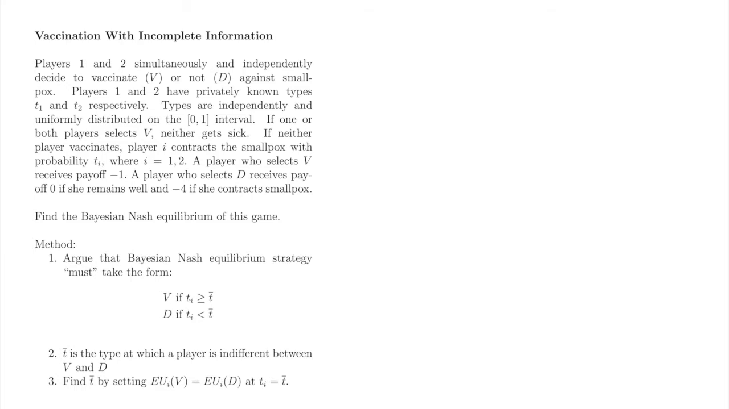As we mentioned in the previous video, the approach we take to finding Bayesian Nash equilibrium depends on the structure of the action and type spaces. In this game, the type spaces are continuous and the action spaces are discrete. First, we show that each player's Bayesian Nash equilibrium strategy divides the type space into a vaccinate piece and a don't vaccinate piece. Second, we identify which types correspond to which action. The symmetry of the type distributions and payoff functions implies that the players adopt identical Bayesian Nash equilibrium strategies.